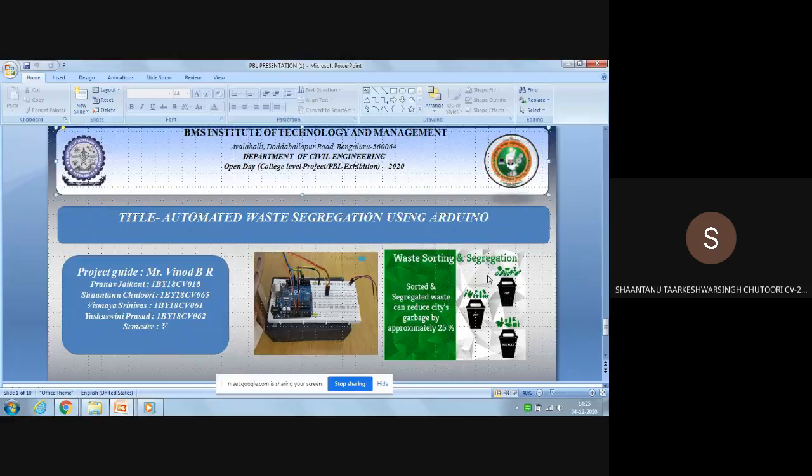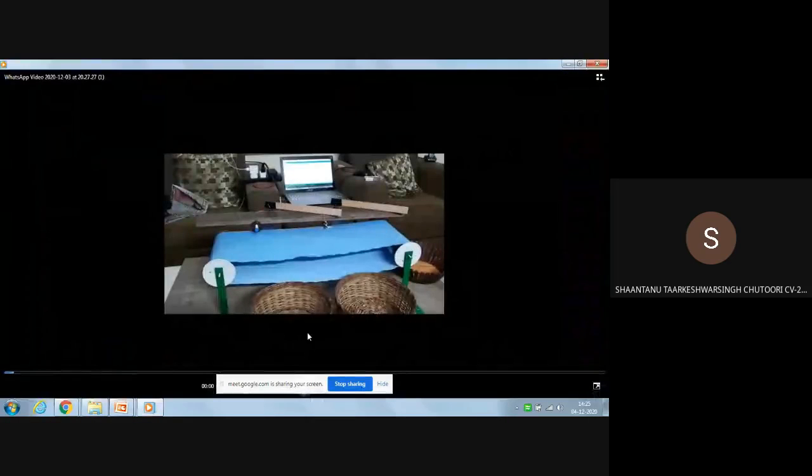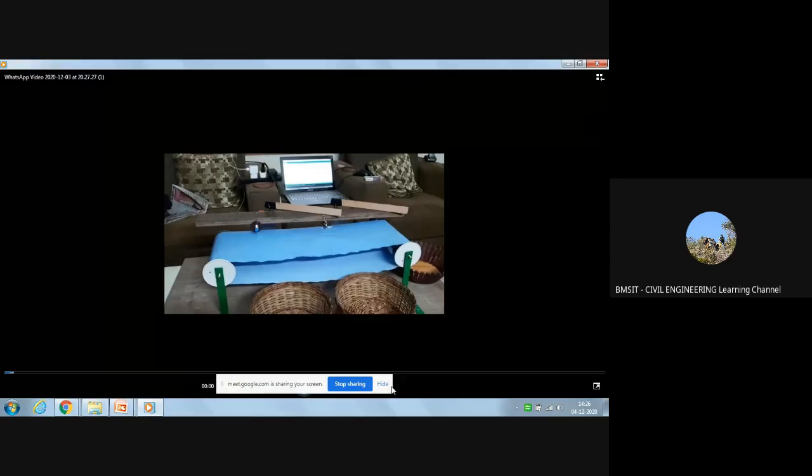Okay, Shantanu, that was an impressive presentation that you have done. And that automated segregator, are you actually fabricating it? Is it in the process of fabrication? Yes, sir. Okay. Then how economical would it be?